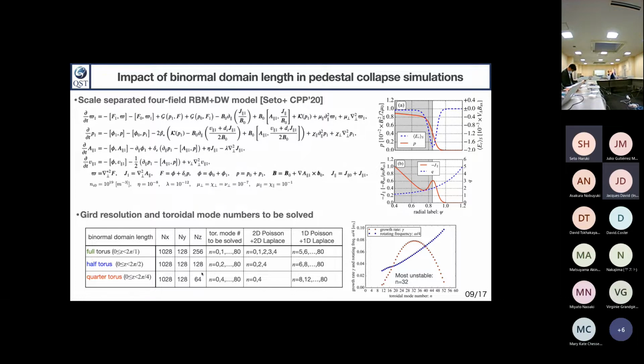Here, the full-ordering-free Poisson solver and Laplacians are employed up to n equal 4 modes, and the full-ordered Poisson solver and Laplacians are applied for n equal 5 to 80 modes, and the toroidal modes more than 80 are filtered out by a low-pass filter. So in this setup, the most unstable mode is n equal 32, so taking it up to n equal 80 is adequate.